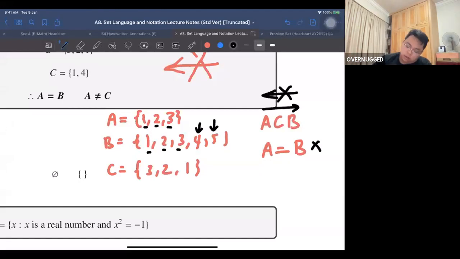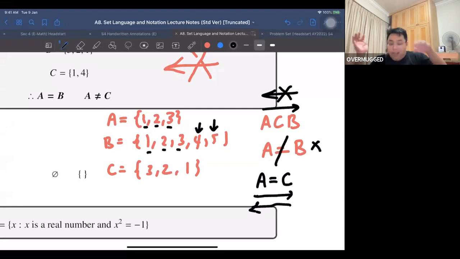But if you look at A equals to C, this one confirm correct, because 3, 2, 1, 1, 2, 3, all the same. And if you look at the backwards, C equals to A, 3, 2, 1, 1, 2, 3, identical. So therefore C equals to A is correct. So you cannot say that A equals B because it's not true. But A is a subset of B. Really good question. Thank you for that.